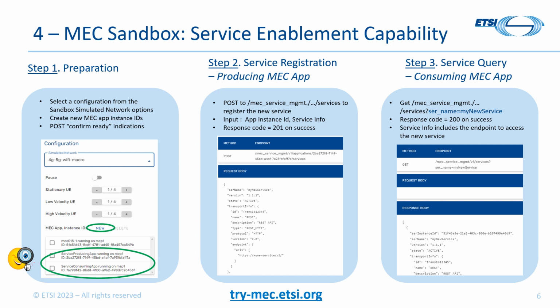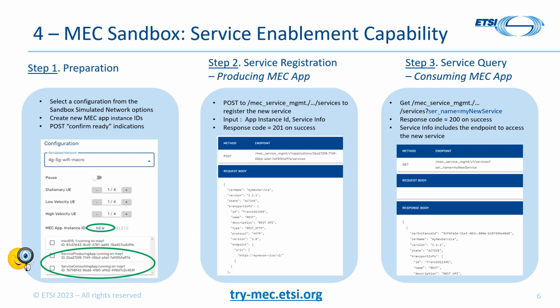Now I'm ready to register my new service from my producing MEC application. I issue a POST to the MEC Service Management services endpoint, providing my application instance ID for my service producing MEC application and its new service information. A 201 response code indicates success. I will also receive a service instance ID for my service from the MEC platform, populated in the created service resource instance.